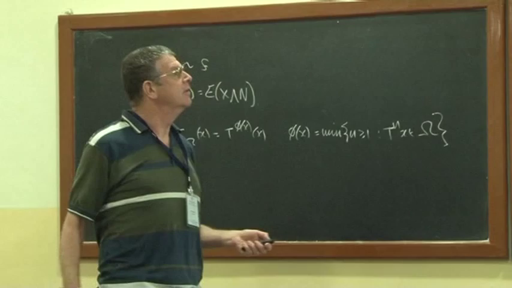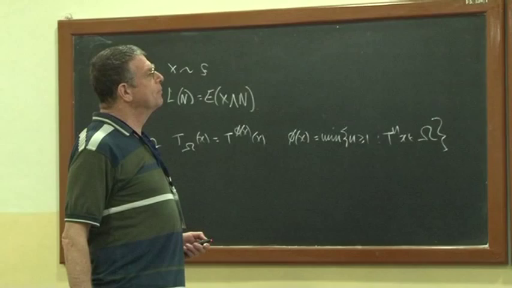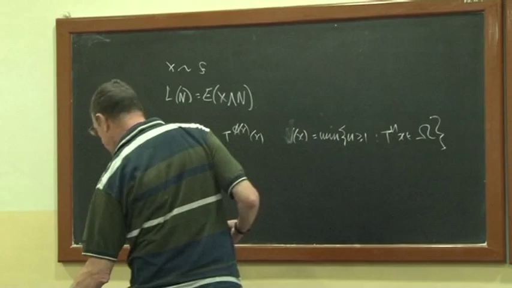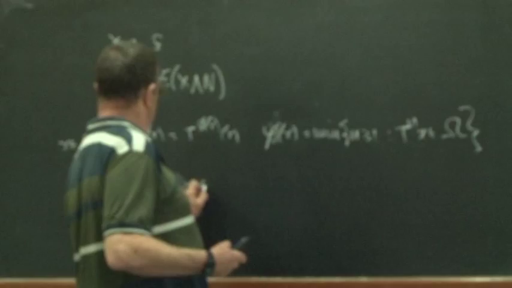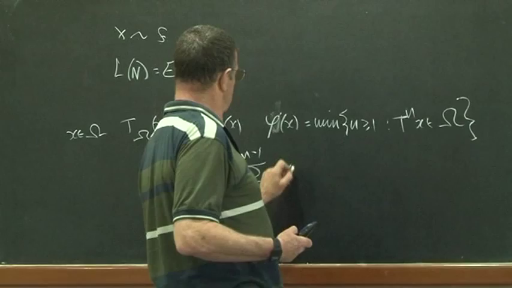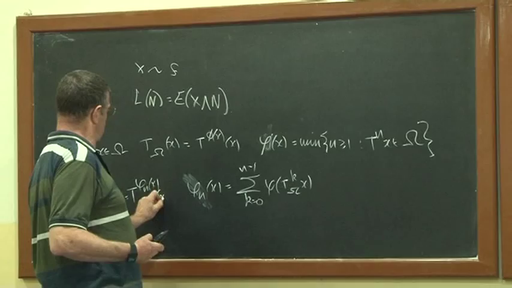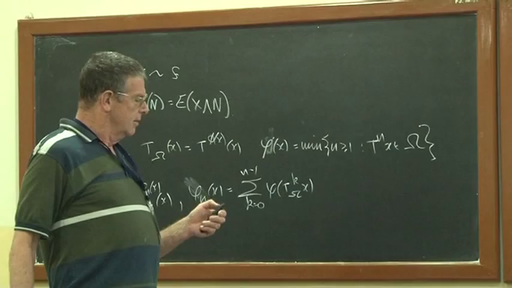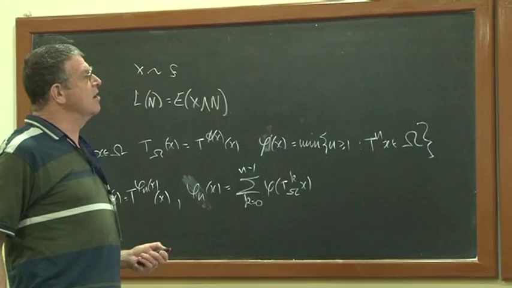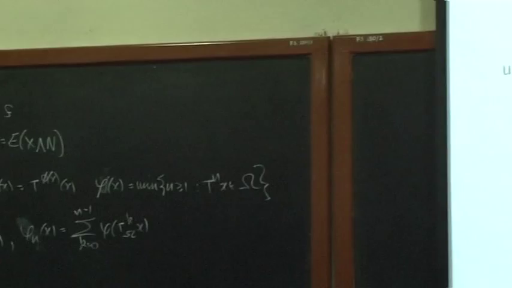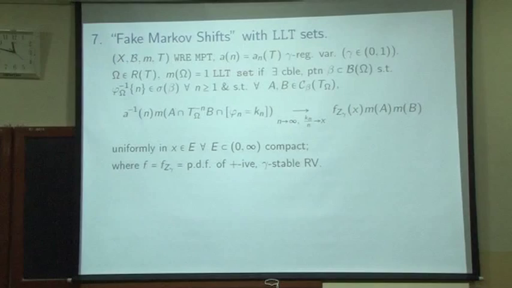And I'm looking at the first return time process there. So this is phi, and then phi_n of x is the time of the nth return. So I just come up to the nth return here. And we want this return time process to satisfy a local limit theorem. So what does that mean? The phi should be in the domain of attraction of a stable random variable of order gamma.